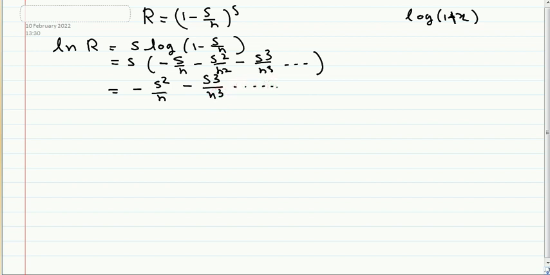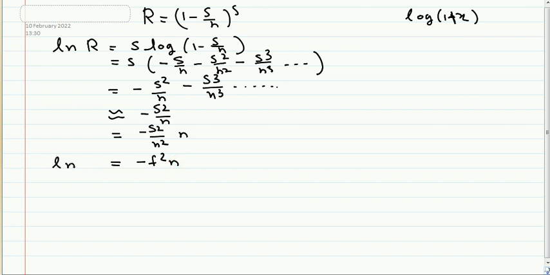Because s by n is a very small number, we will retain only up to the first term, and then it can be written approximately as minus s square by n. Minus s square by n is equivalent to minus s square upon n square into n. So n gets cancelled, and we will again have s square by n. And this is the fluctuation, minus f square n. So this is the fluctuation.